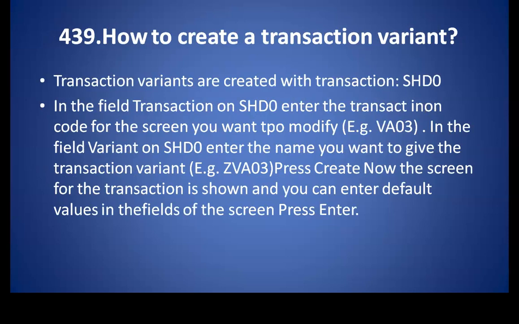So how to create a transaction variant? We can use SHD0. In the field Transaction on SHD0, enter the transaction code for the screen you want to modify. In the field Variant on SHD0, enter the name you want to give the transaction variant. Press Create. Now the screen for the transaction is shown and you can enter default values in the fields of the screen.